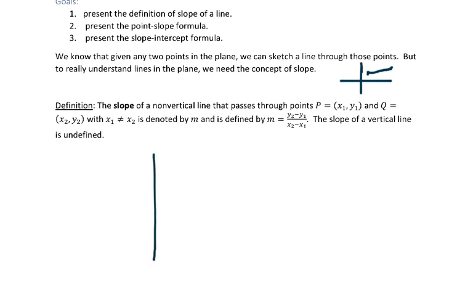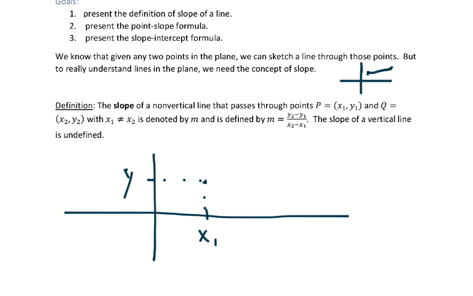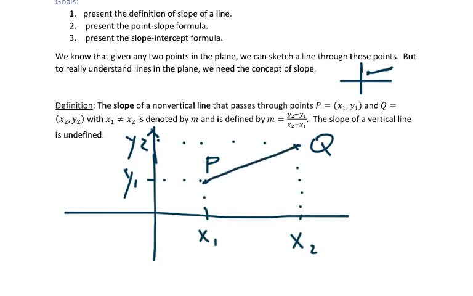So let's say you have 2 points. Here's P, and here's Q. So for any 2 points whose x coordinates are different from each other, you can get the slope of the line connecting them. And that's given by this formula right here, this fraction.